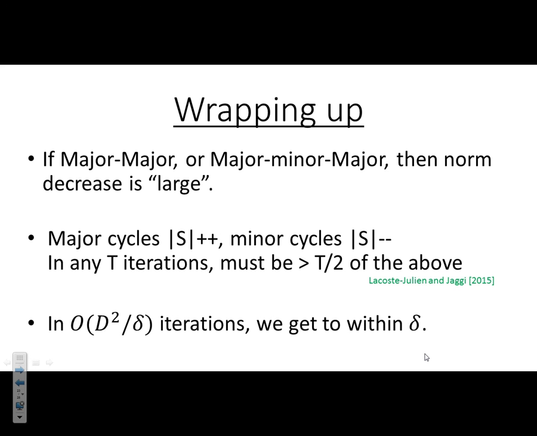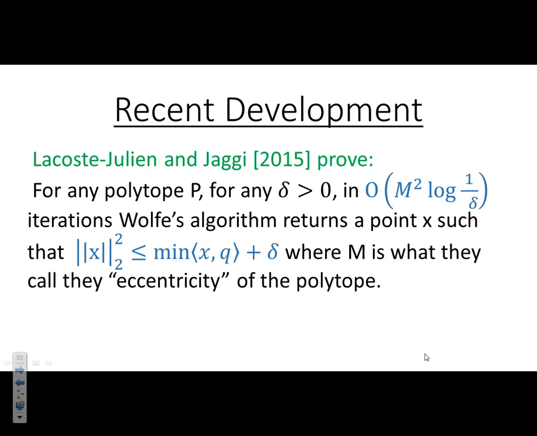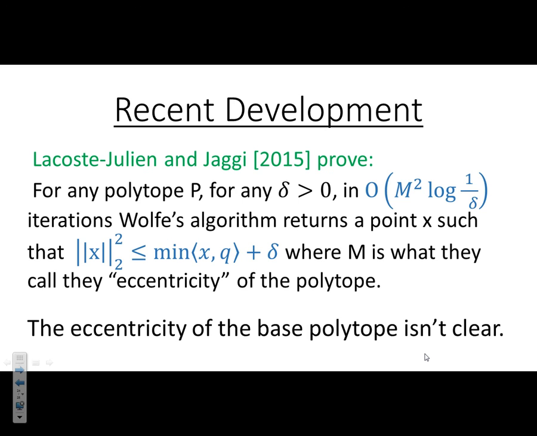So in fact, let me announce a result that is not yet public, but is upcoming. They basically prove that for any polytope, Wolfe's algorithm gets delta close in log 1 over delta times m square. So we had d square by delta, and for submodular function minimization, maybe you save one n factor. But if you are generally interested, it gets log 1 over delta times m square. But m is not a diameter anymore; it's something called the eccentricity of the polytope. And for the base polytope, this is not clear yet.